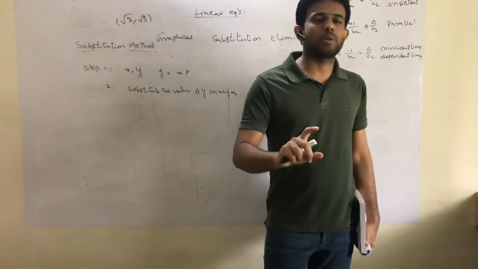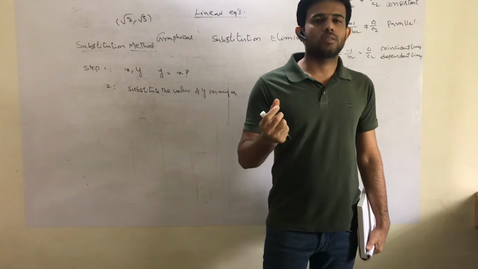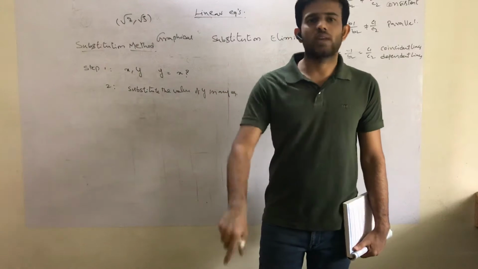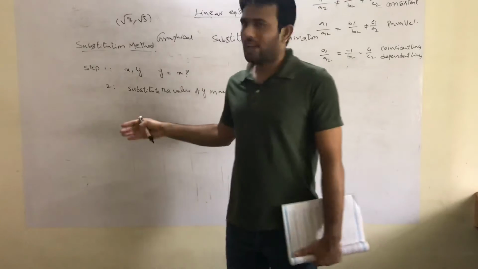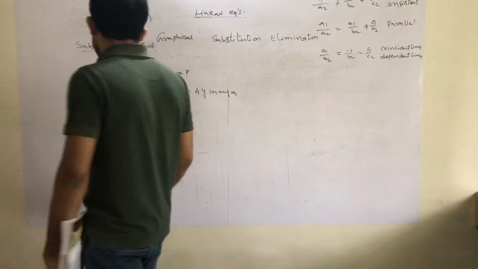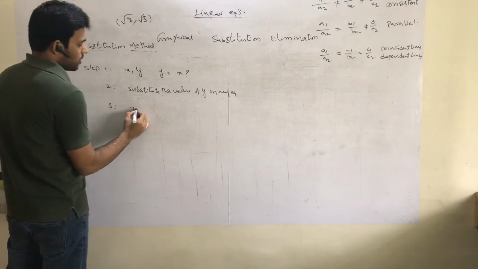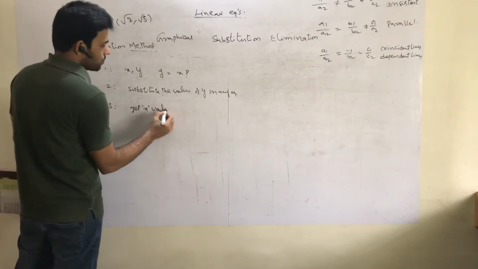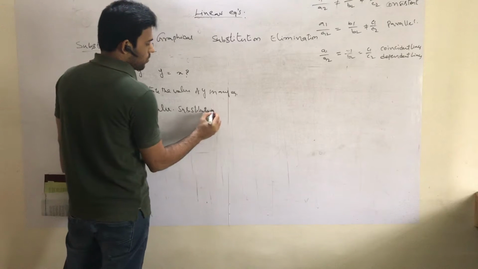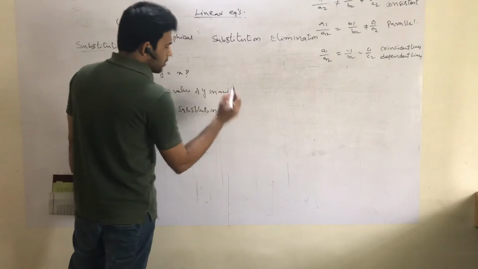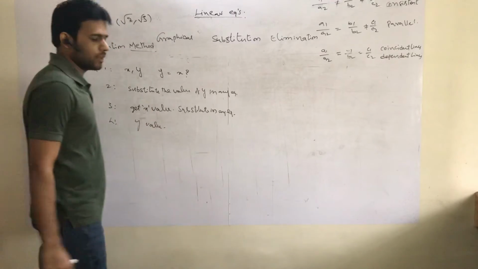When you substitute this into equation 2, you can solve for x, because you are substituting the value of y in terms of x, so you get an equation in terms of only x. When you solve that equation, you get the value of x. Once you get the value of x, you substitute it into any of the equations to get the y value. Okay, so these are like 3-4 steps.